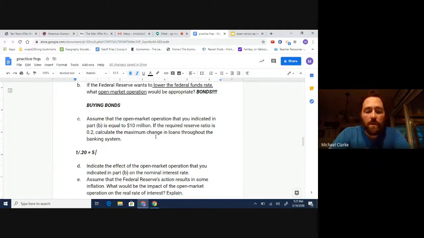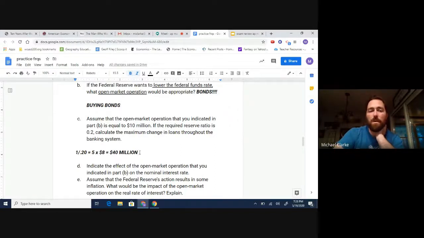It's 5. And then 5 times 8. Because of that 10 million, 2 million of it is going to be held by the banks in reserves. 5 times 8, it's 40 million. That would be the change in loans throughout the banking system.